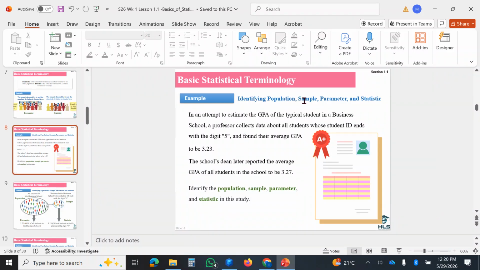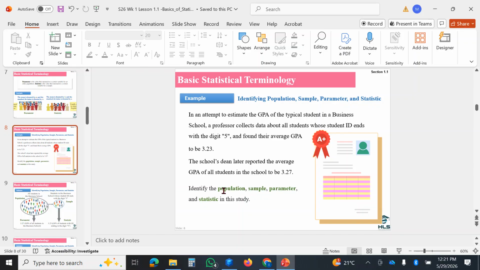So, identifying population, sample, parameter, and statistic. In an attempt to estimate the GPA of a typical student in a business school, a professor collects data about all students whose student ID ends with the digit 5 and found that their average GPA was 3.23. The school's dean later reported the average GPA of all students in the school to be 3.27. Identify the population, sample, parameter, and statistic in this.